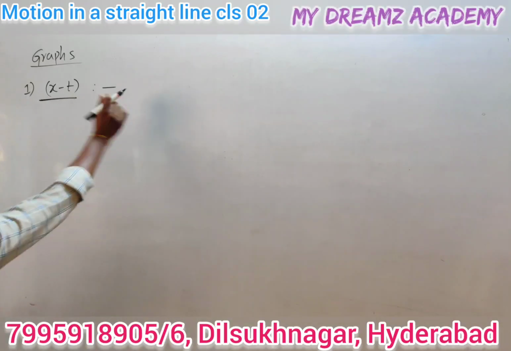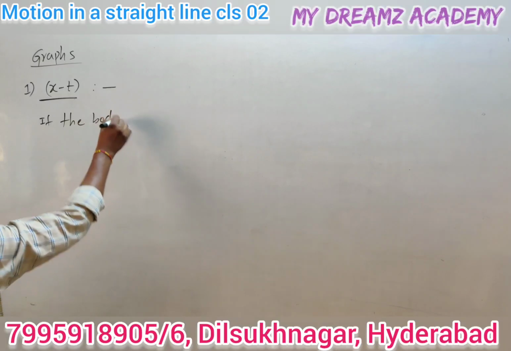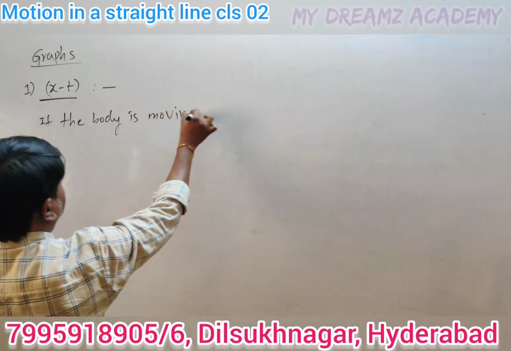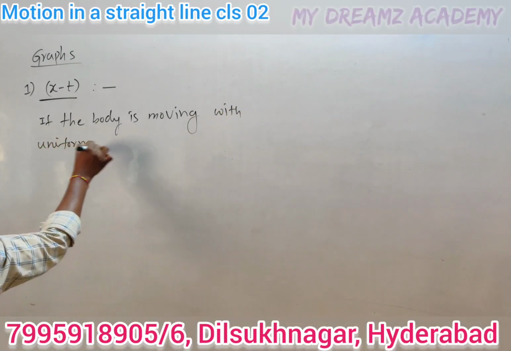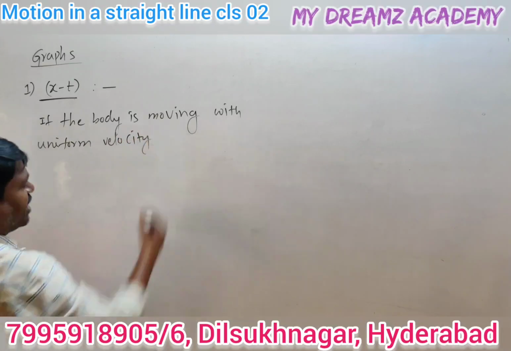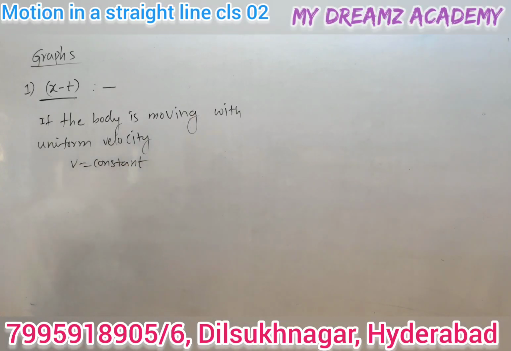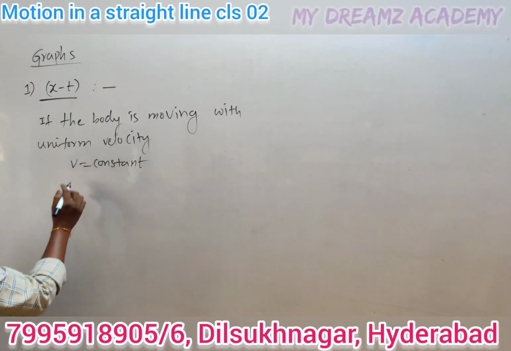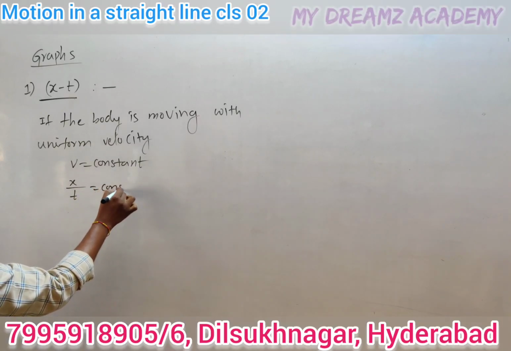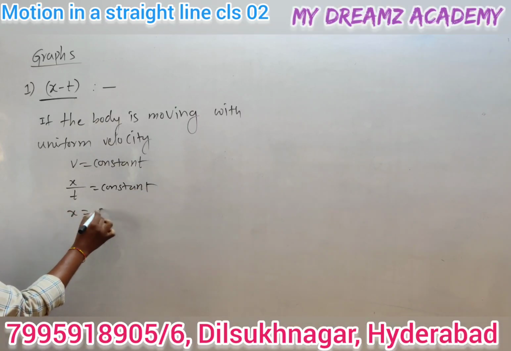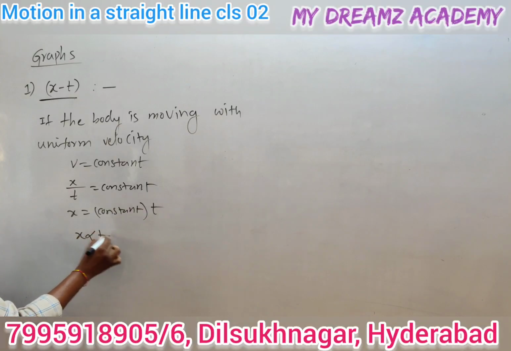If the body is moving with uniform velocity, that means velocity v is constant. The definition of velocity is displacement by time, so x by t equals a constant. So we can write x equals a constant times time t. From this we can write x is directly proportional to t.